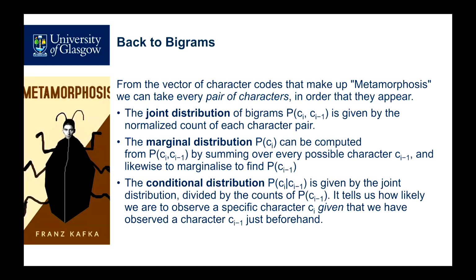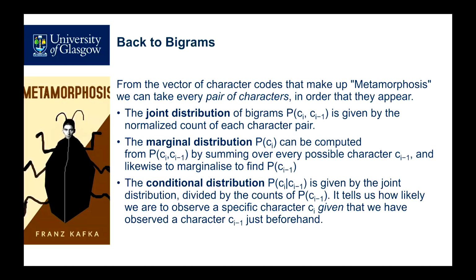Once you've done that, you're going to have effectively your empirical distribution for this joint distribution. So then what you can do is calculate the marginal distribution P of C_i, for example, from this joint distribution by summing over every possible character C_{i-1}. And likewise, you can marginalize for C_{i-1} by marginalizing over the following character.